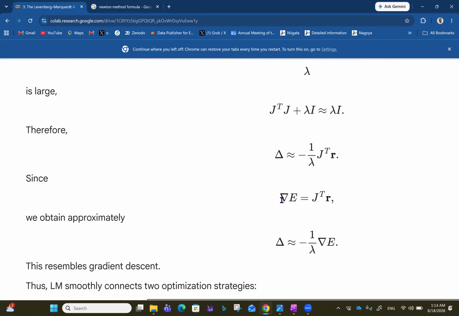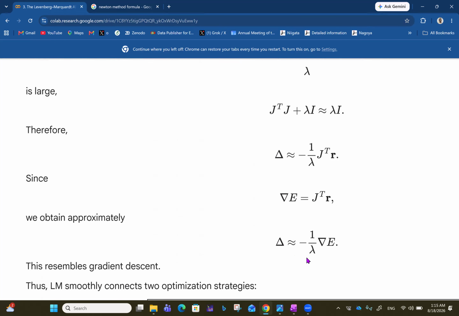This notation is always confusing for me. I think this is del, so del E is J transpose R on this side. I think I'm confusing these terms, but just follow the signs. Should I call this triangle and call this grad? So this triangle is now approximately minus 1 over lambda grad E. So this resembles gradient descent.